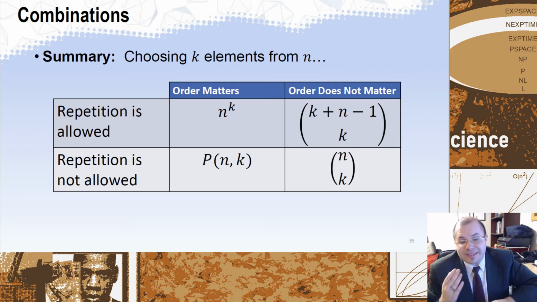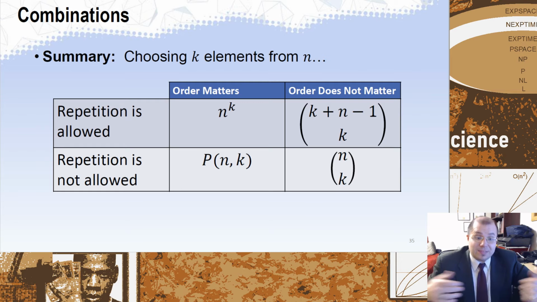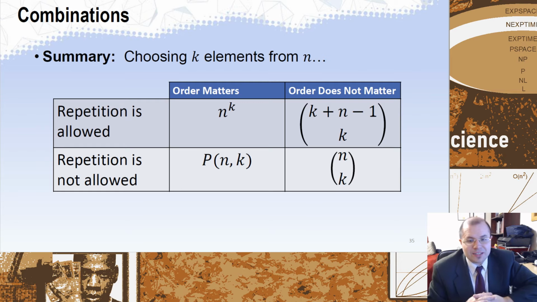When the order does not matter and repeats are allowed, you get the formulation we had before. But when repetition is not allowed and the order matters, it's the number of r-permutations, or in our case, the number of k-permutations of a set with n elements. And when the order does not matter, remember, we're considering possible subsets, and repeats are not allowed, we just get n choose k.